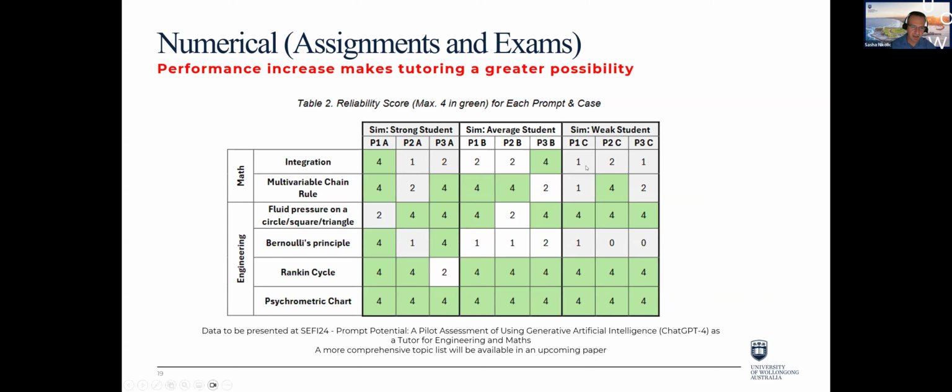Now, you don't need to worry too much about what this table says. The key thing to realize is that 4 means it didn't make a single mistake. 1, 2, and so forth means it made mistakes along the way. And as we can see, for integration, it makes a lot more mistakes than it does for the multivariable chain rule. It makes lots of mistakes for Bernoulli's principle, but when it comes to the psychrometric chart, it made no mistakes.